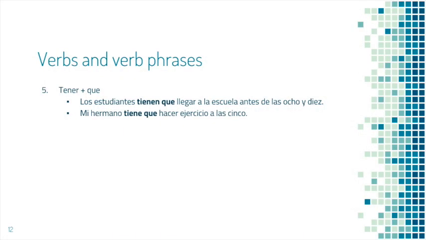And the last verb phrase that we're going to look at is tener que, which I think you maybe touched on in Spanish 1, but if not, we'll just do a quick review here. It's not too difficult. So you use tener que when you want to say they have to do something, okay? So in my first example, los estudiantes tienen que llegar a la escuela antes de las 8:10. Okay, so the students have to arrive at school before 8:10. All right, in the second example, it says, mi hermano tiene que hacer ejercicio a las 5. My brother has to exercise at 5 o'clock. Okay, so anytime you use tener conjugated followed by que, it means have to or must.